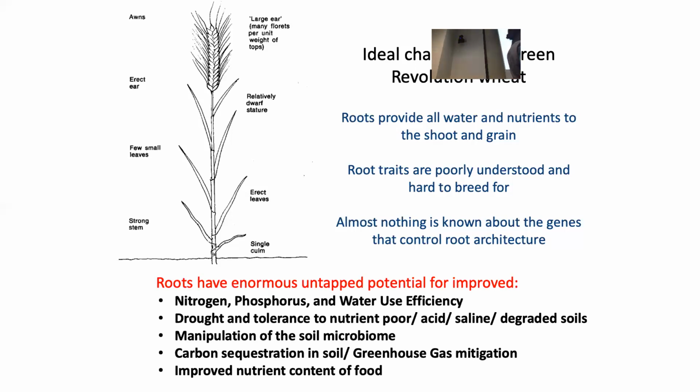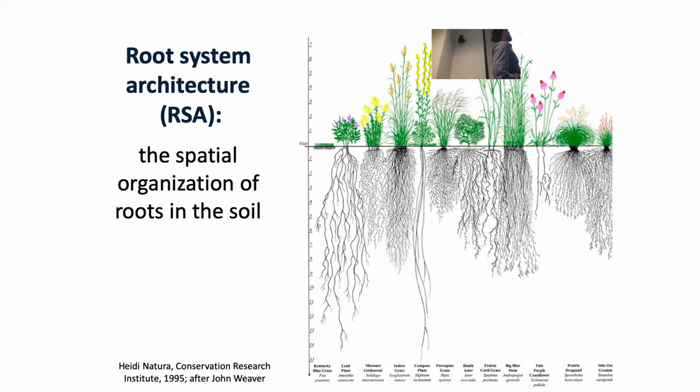And so to some extent, we're engaged in all of the myriad functions that roots provide, and the potential means to meet some of the major challenges around agriculture. I think many are familiar with this term, root system architecture, simply the spatial organization, and I think you could add temporal organization, of roots in the soil. Classic image from Heidi Nanchura, but basically after John Weaver's work, the different prairie grasses that grow in my part of the world, Missouri, and further west into the prairies.